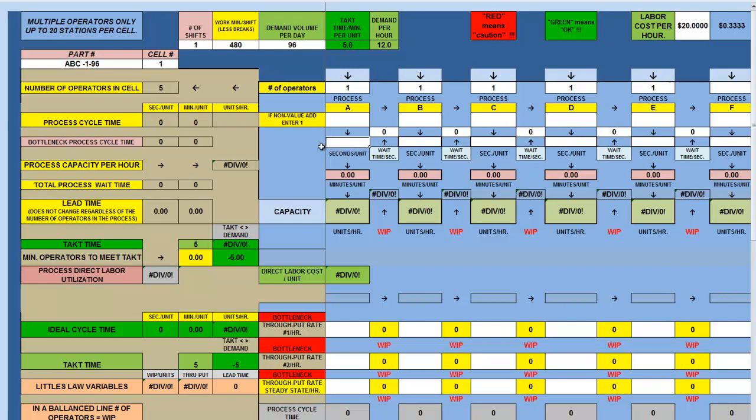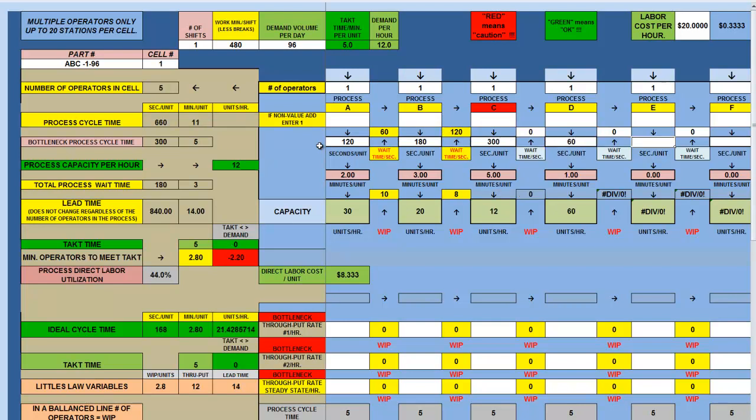We have determined that process A takes 120 seconds to complete, so we enter 120 in this cell. Process B is 180 seconds. Process C, 300 seconds. D, 60 seconds. And process E is 240 seconds to complete. Notice that process C is now red, indicating that it is the bottleneck process. And if there is any wait time, it is indicated here and will affect our work in process, throughput rate, and lead time negatively.